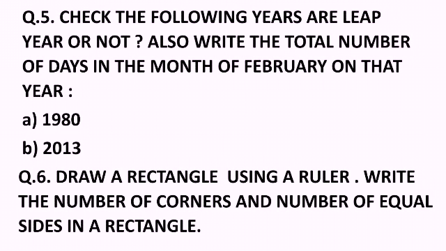After question number 5, question number 6 is very easy. Draw a rectangle using a ruler. So you need to use your ruler and pencil, and you have to draw a rectangle. Write the number of corners and number of equal sides in a rectangle. You need to mention that also. So these are the things you need to do. But for question number 5, you need to write each and every question's answer properly. Okay, so do it.